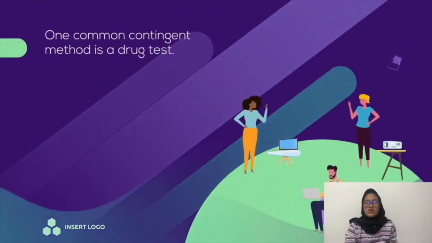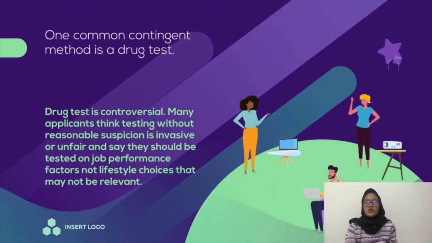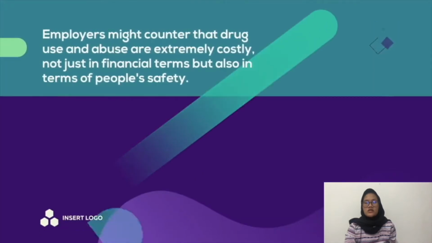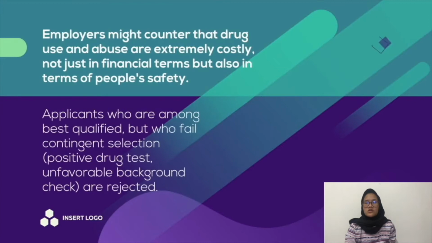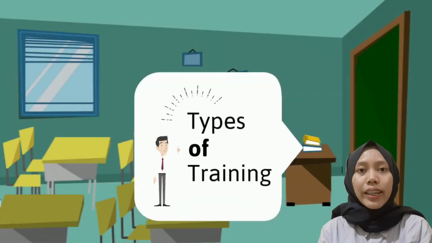Drug testing is controversial. Many applicants think testing without reasonable suspicion is unfair and say they should be tested on job performance factors, not lifestyle choices that may not be relevant. Employers might counter that drug use and abuse are extremely costly, not just in financial terms, but also in terms of people's safety. Applicants who are among those qualified but who fail contingent selection, such as positive drug tests or unfavorable background checks, are rejected. Next is types of training.